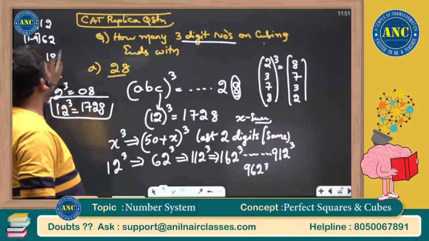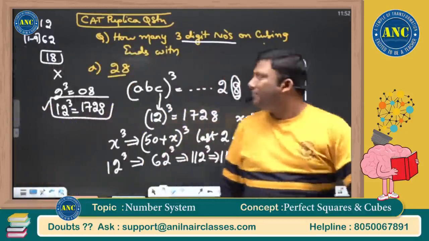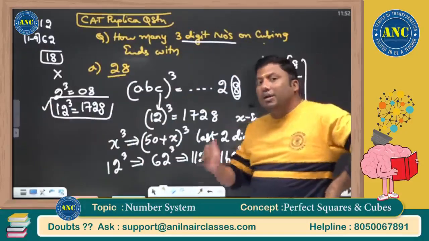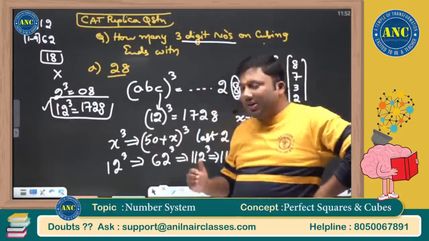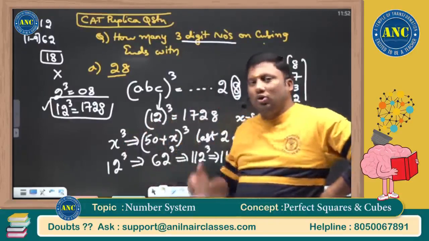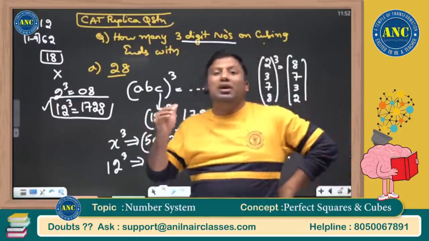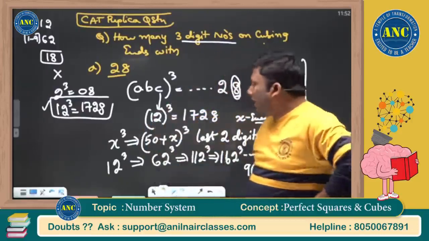9 plus 9. The answer to how many 3-digit numbers on cubing end with 28 is 18 numbers. What are those 18 numbers? 112, 162, 212, 262, 312, 362, 412, 462, and so on up to 912, 962.